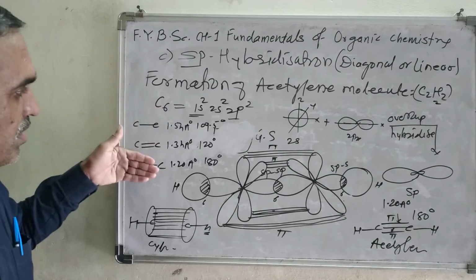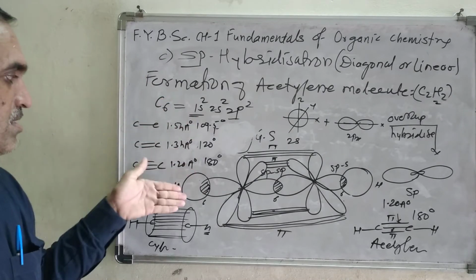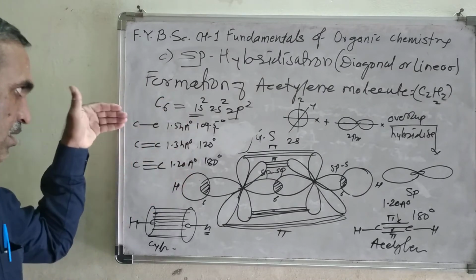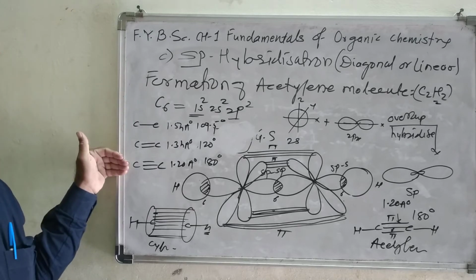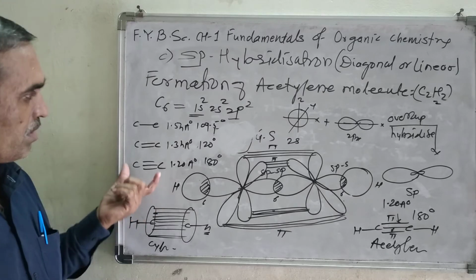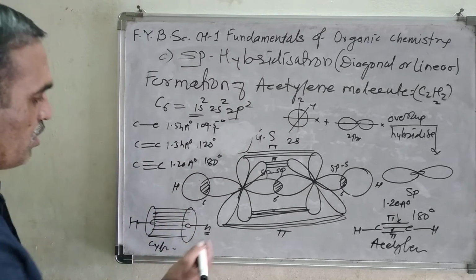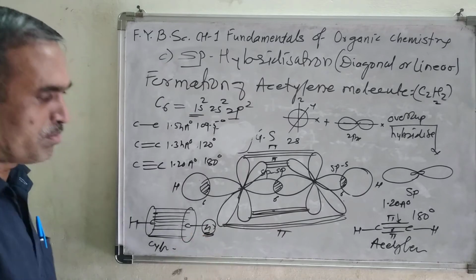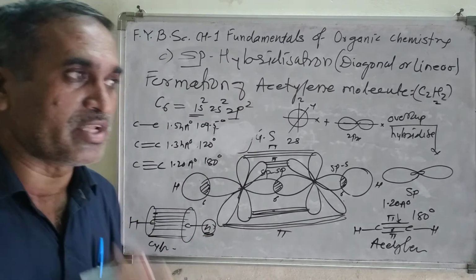Now bond length decreases but the bond angle increases as we go from top to bottom in this case, from carbon carbon single bond, carbon carbon double bond, to carbon carbon triple bond. And here now if you look at these protons, they are highly acidic in nature.